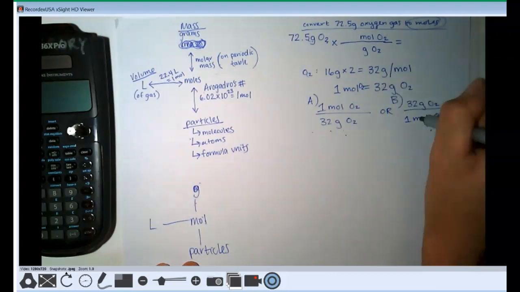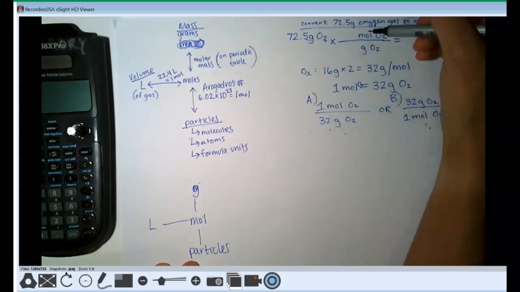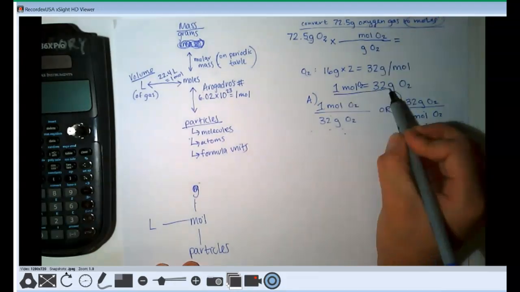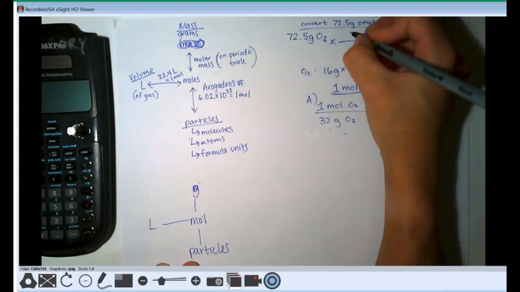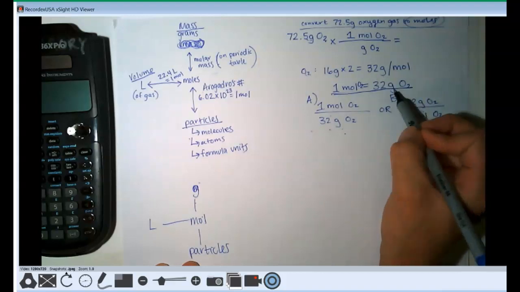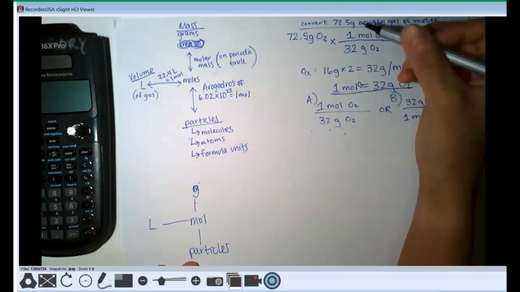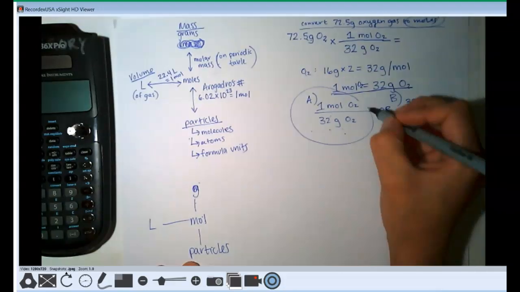So we don't necessarily need to write both of these out every single time, because we already knew that moles was on top and grams was on bottom. We just need to be able to pair up these numbers correctly. So 1 is going to go next to moles, so 1 mole of O2 on top, and then the 32 is going to go next to the grams of O2, and that's on bottom. So in this case, we have 1 mole of O2 over 32 grams, which is this first conversion factor.